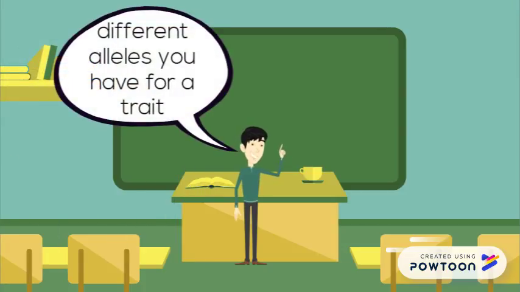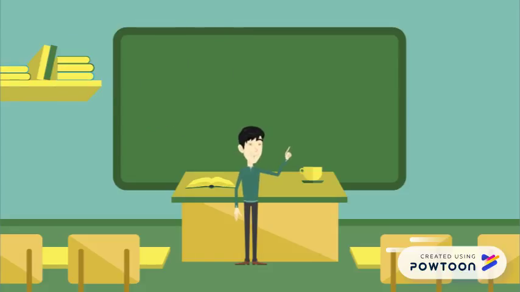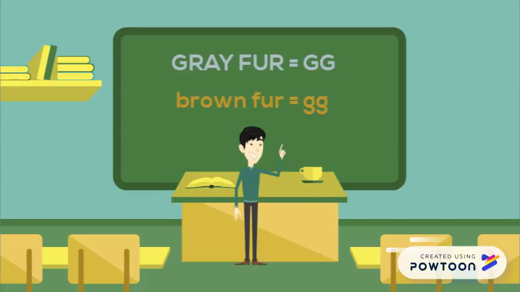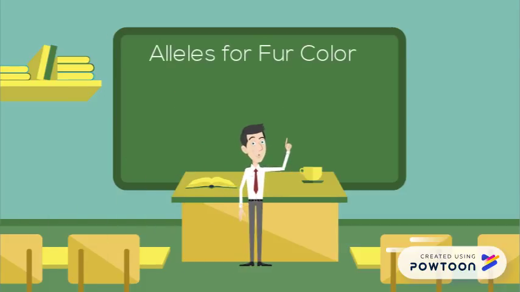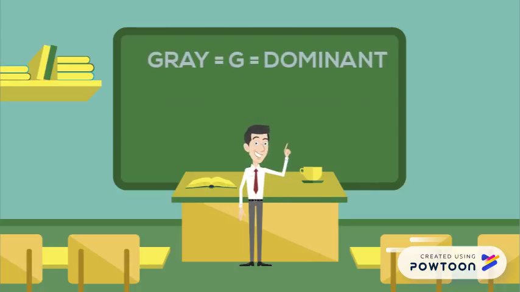Genotypes are what allows you to know the different alleles you have for a trait. For example, Bugs Bunny has gray hair, so his genotype would be big G, big G. Lola Bunny has brown hair, so her genotype would be little g, little g. The two alleles for fur color in their case are big G, which represents gray fur, and little g, which represents brown fur. Since gray fur is a big G, this means it is the dominant allele, and little g is for brown fur, which means it is the recessive allele.